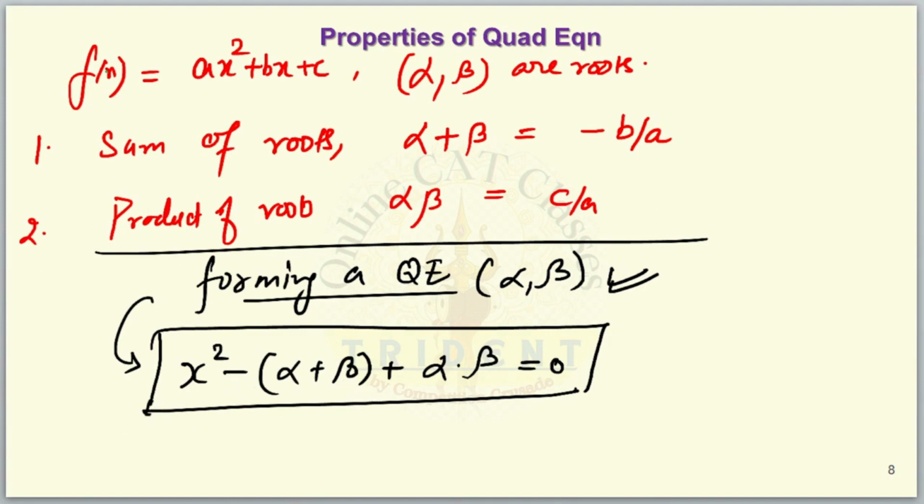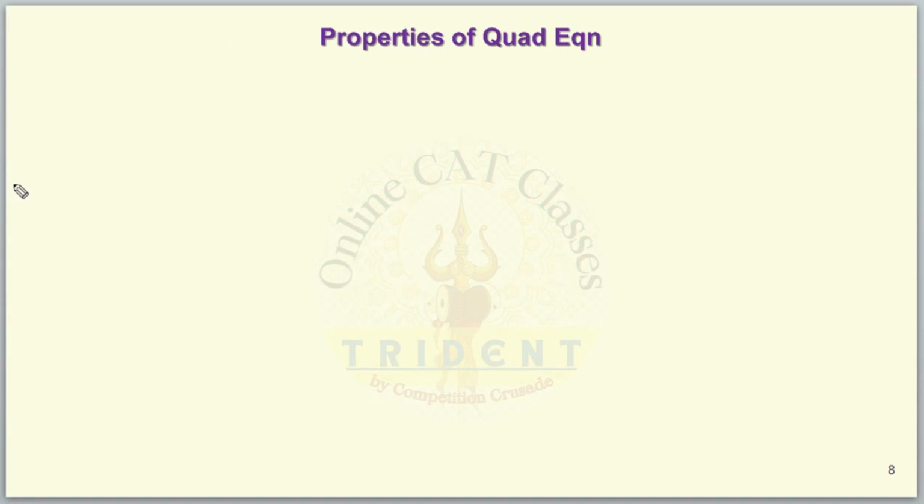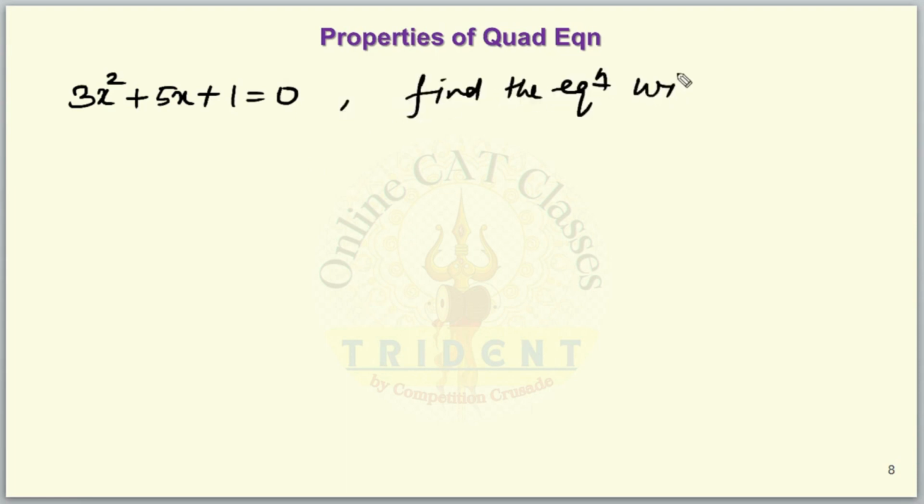Let us take an example that will make the idea concrete in your mind. So say, and this is a CAT level question, I'll not write the entire thing, I'll dictate the question. Say if alpha and beta are the roots of the equation 3x squared plus 5x plus 1 equals 0, then you have to find the equation with roots alpha squared and beta squared.